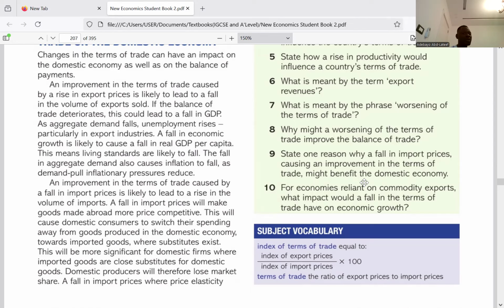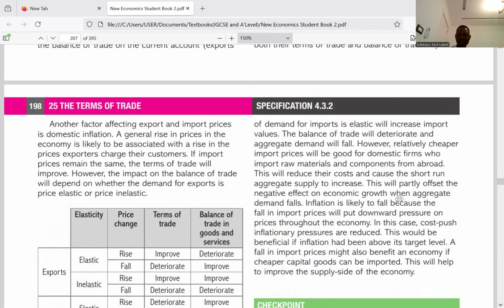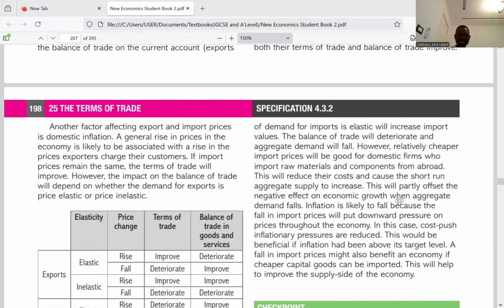This will cause domestic consumers to switch their spending away from goods produced in the domestic economy towards imported goods, where substitutes exist. This will be more significant for domestic firms where imported goods are close substitutes for domestic goods. Domestic producers will therefore lose market share. A fall in import prices where price elasticity of demand for imports is elastic will increase import values, but the balance of trade will deteriorate.